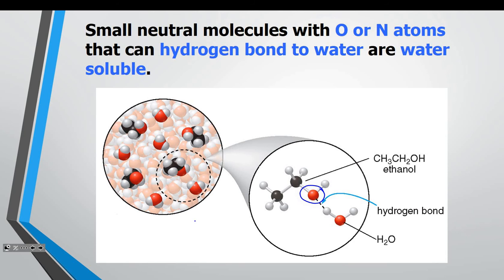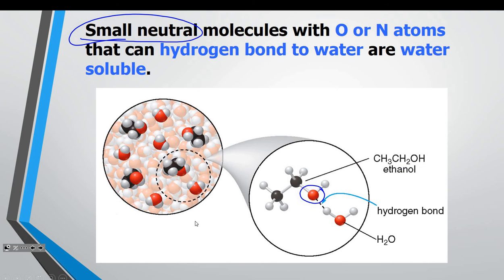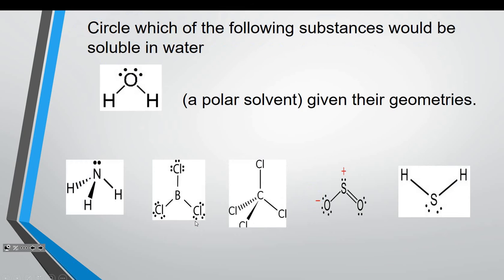But this only works for small, neutral, organic molecules, usually 3 carbons or less. Okay. All right, so you got to remember oxygen and nitrogen with a hydrogen bonding. That will make it soluble. Okay? All right, going forward.